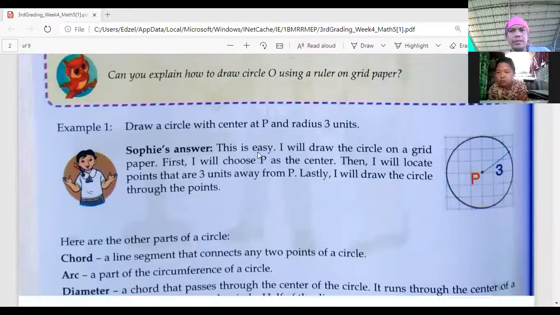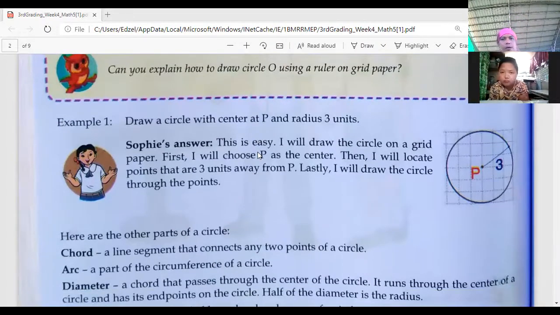Easy. Now let's have an example. Example number 1. Let's draw, for example, a circle with center P and radius R of 3 units.